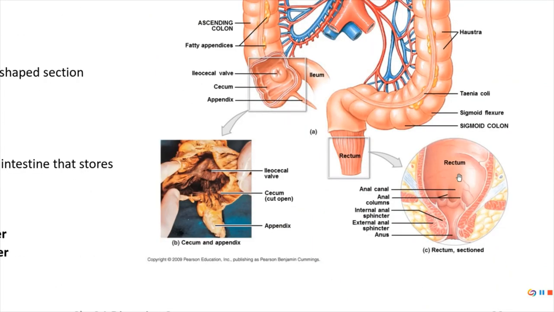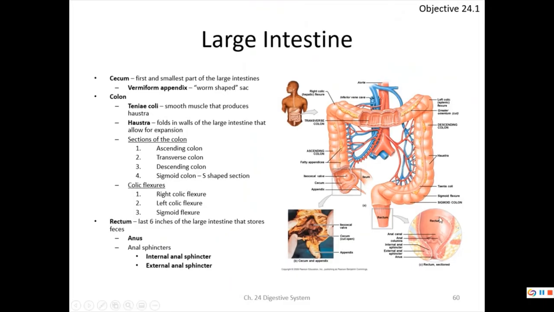Okay. So the cecum is the first part of the large intestine containing the vermiform appendix. The colon has your teniae coli muscle that contracts to produce the haustra. The haustra are folds that allow it to expand. There are four sections: ascending, transverse, descending, and sigmoid. The three colic flexures are the right, the left, and the sigmoid. And the rectum is the last 6 inches of the colon.